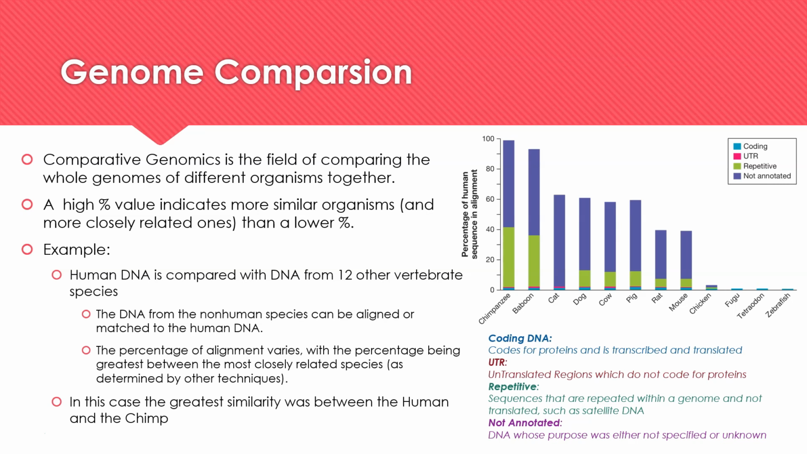And you can see there that between humans and chimps, we share a significant portion of all that DNA compared to, say, humans and zebrafish, where we seem to have no not annotated or repetitive or UTR DNA in common. We have a little bit of coding DNA, and that's about it. So you can see there's quite a number of differences there. And from here, you'd be going, clearly humans are most closely related to chimpanzees, then baboons and cats and dogs and cows and pigs, and all the way down to zebrafish, which we have some relationship to, but it is very distant. And so that's how you can compare genomes to get an idea of how related two organisms are.